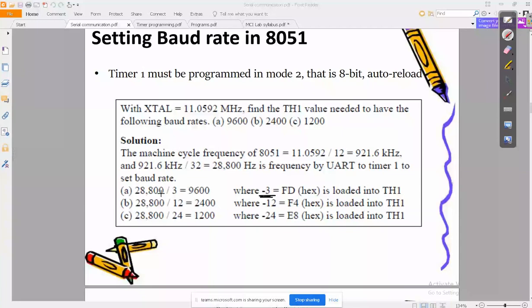Okay, so clear. That is what I wrote here, see. So 921 kHz per this. So 28800 is the frequency by UART to timer to set the baud rate. So if I do 3 times, I will match the UART frequency. That is the meaning there. Let's go to the next slide.